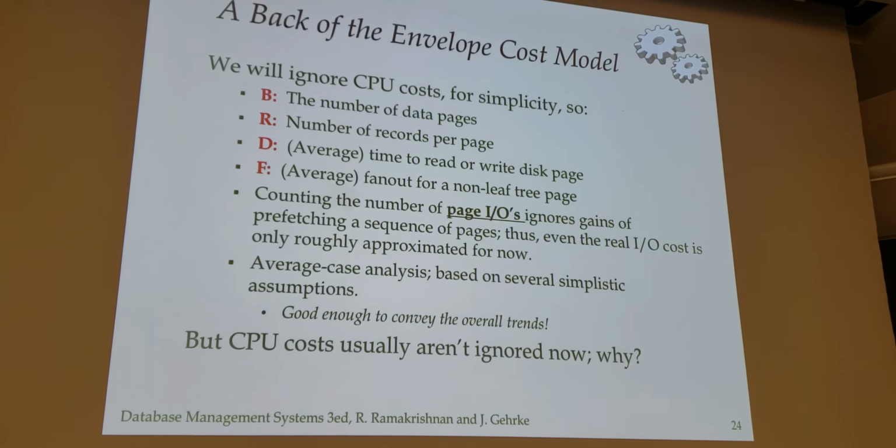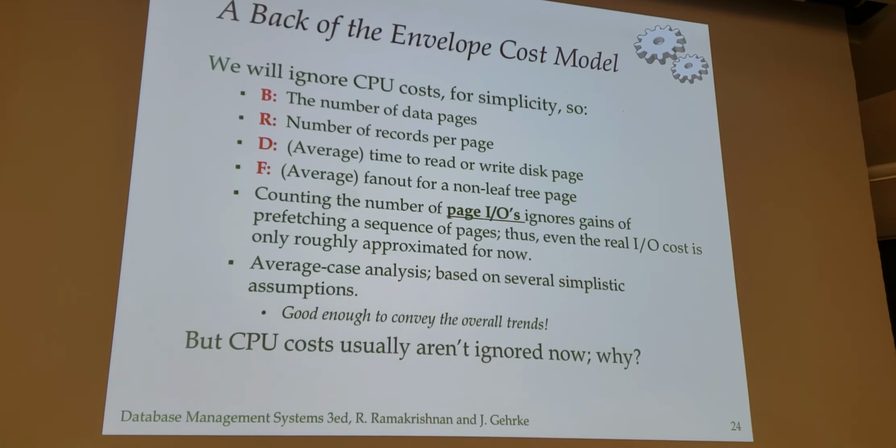So in the numbers we're doing, and I'll spend less time on this than I usually do because it is kind of out of date, the number of data pages is going to be called B, not a block size. It's going to be the number of data pages. The number of records that can fit on a page is going to be called R. D is going to be the time to read or write a disk page, and we won't be assuming that things fit inside memory, which again is not that great an assumption these days.